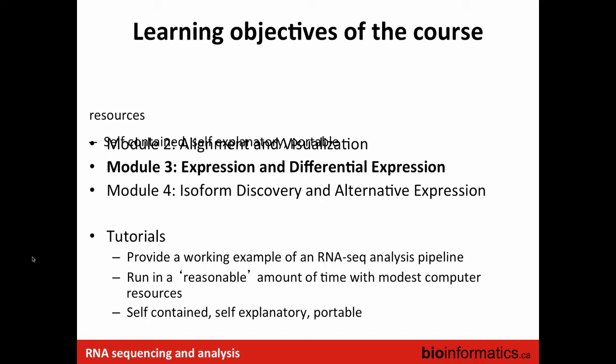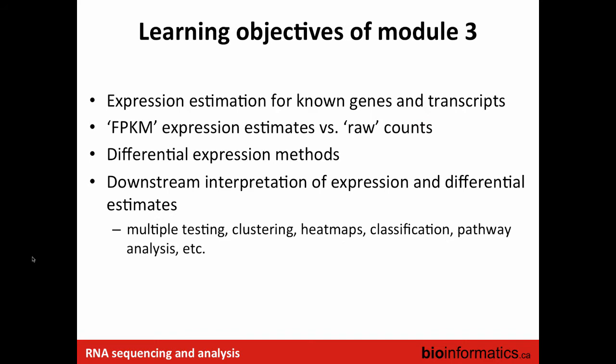And we're going to continue to work our way through this working example of the RNA-Seq analysis pipeline. Specifically in this module, we're going to cover the concept of estimating expression from, as I said, those alignments for genes and transcripts. We're going to talk a little bit about this concept of FPKM, which you may have heard of, and the use of that versus raw count-based approaches. We'll talk about some of the different differential expression methods, and then a little bit about downstream interpretation of expression and differential expression with some gotcha topics.